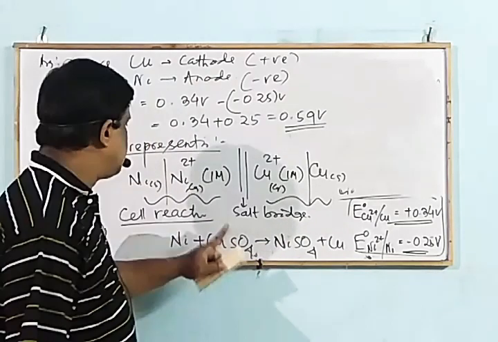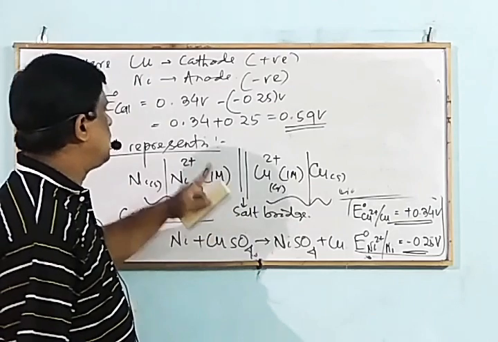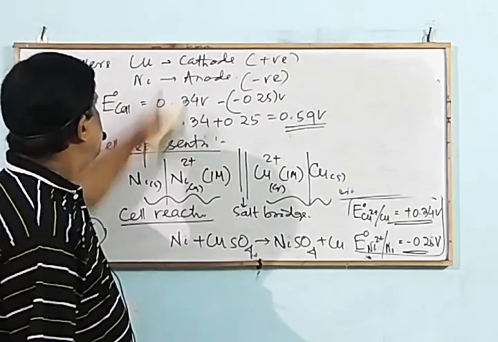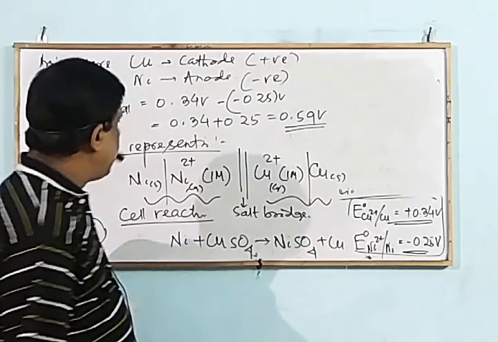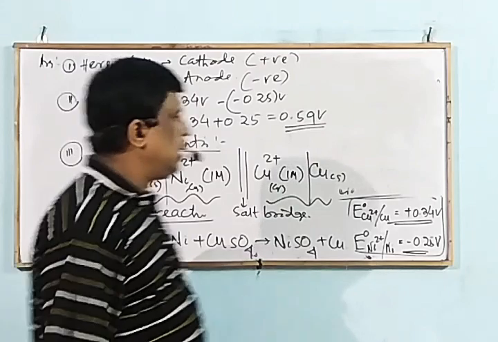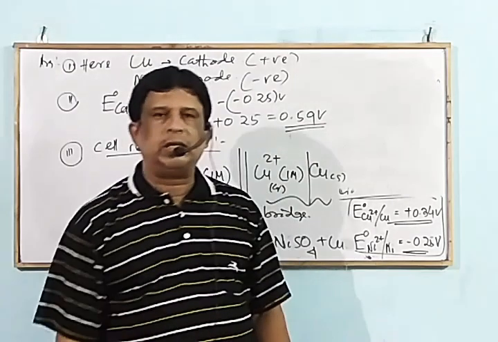So it is known as cell reaction, it is known as cell representation, it is known as EMF of a cell, and here anode is nickel, the negative charge electrode, and copper is the cathode, that is the positive charge electrode.